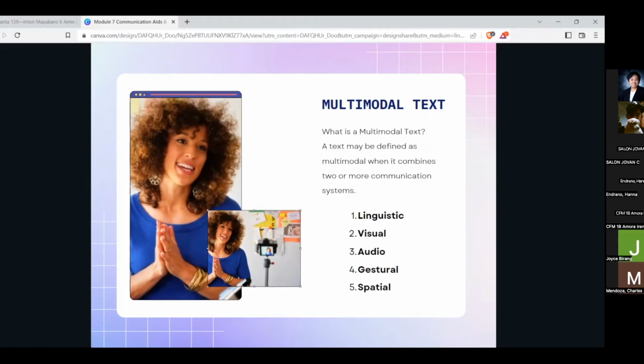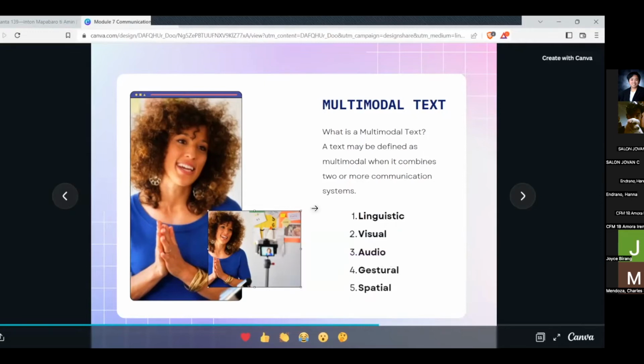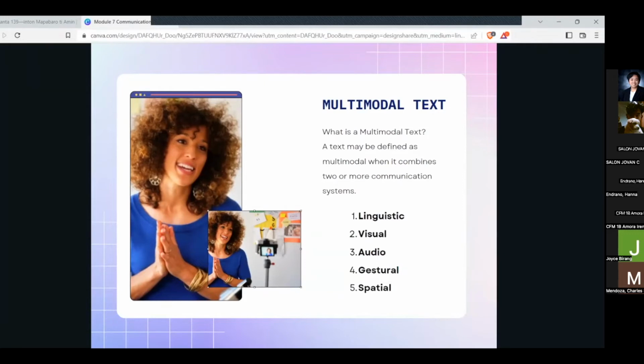Visual, of course, examples we have films, movies, posters, pictures. You know that. Audio, it doesn't mean it's all music. It can also be the volume, the pitch, all the factors that include the audio aspect. Gestural, you have your gestures. Of course, spatial. This one is basically, for example, how brochures are folded.